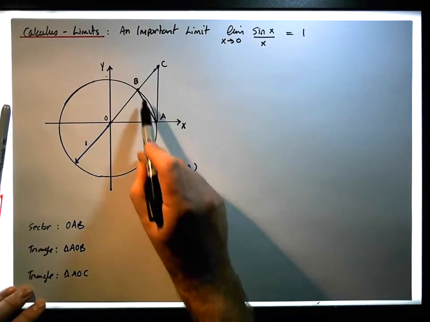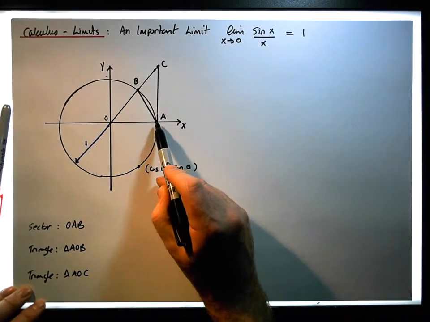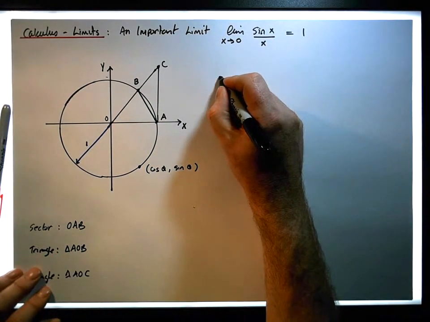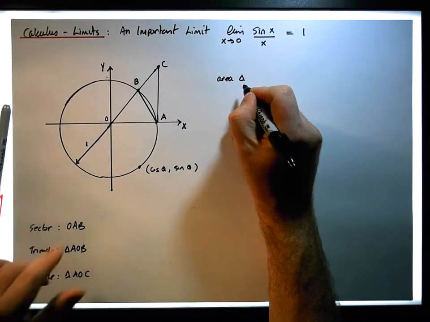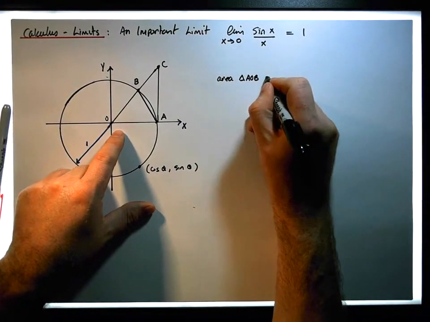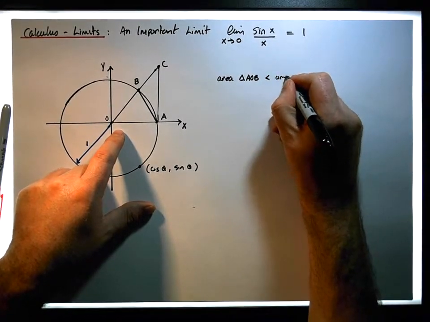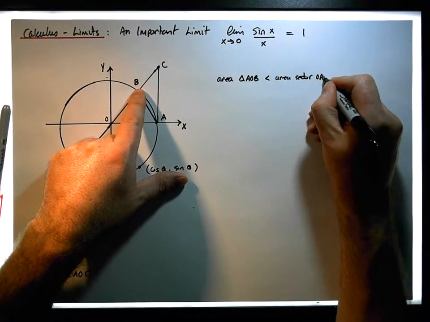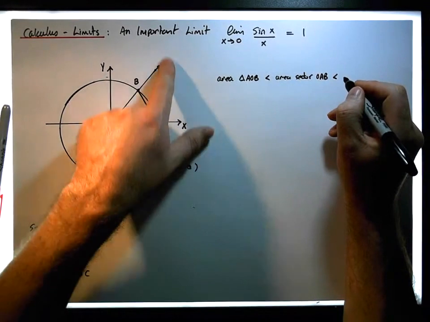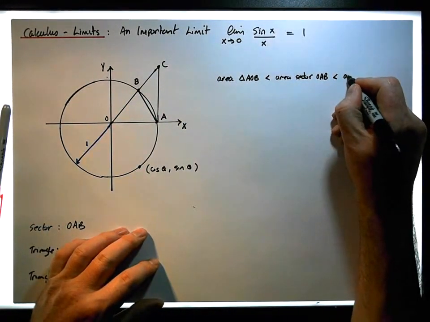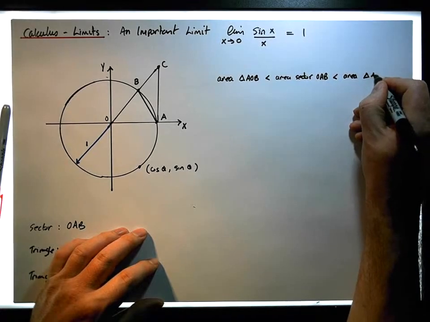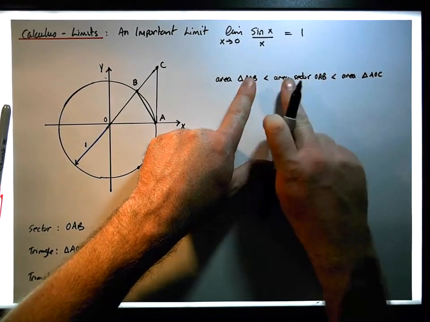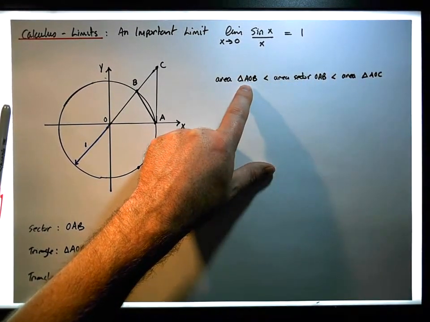And the sector OAB has definitely got an area that's less than the area of the triangle AOC. So we now have a relationship: the area of the triangle AOB must be less than the area of the sector OAB, which must be less than the area of the triangle AOC. Okay, so let's see, can we figure out what these particular areas represent?